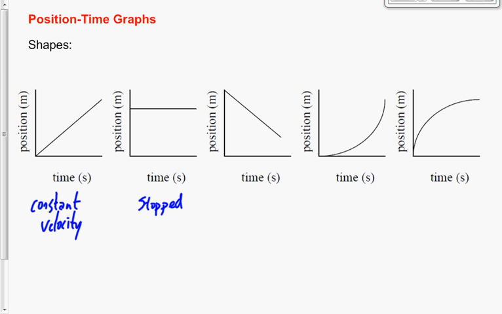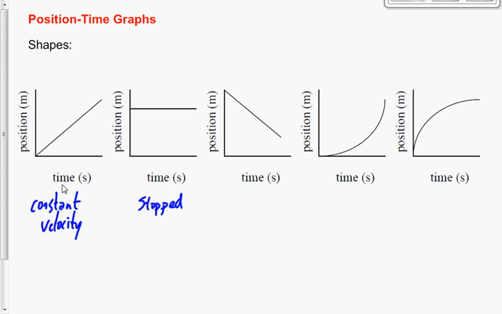You could also say it's a constant velocity because it's a straight line, right? But it's a constant velocity of what? A constant velocity of a value 0 meters per second. It's easier to say it's stopped. Look, we know this because the position is not changing. The position here is a certain value. The position here is a certain value. The position here is the same value. It's stopped. It's not moving.